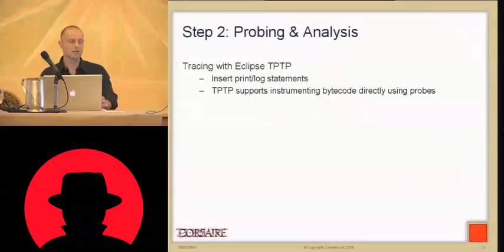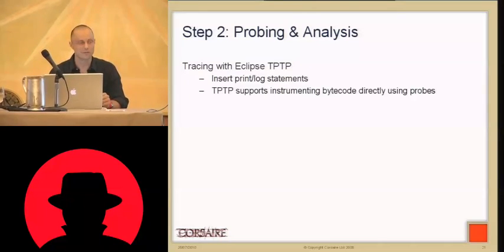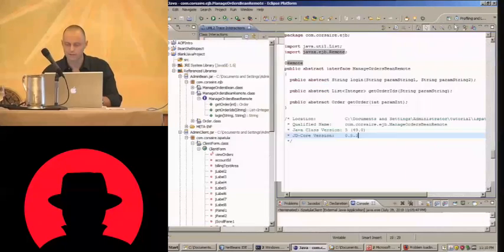So another technique to get the same kind of information is to use tracing with TPTP. So tracing is basically inserting print or log statements into the application so that you can follow the flow and follow the variables as they're going along. Now, of course, since we don't have the source code, you can't go around and manually edit all the print line statements or the log statements. So TPTP supports instrumenting bytecode directly by using probes. And I'll show you how we do that.